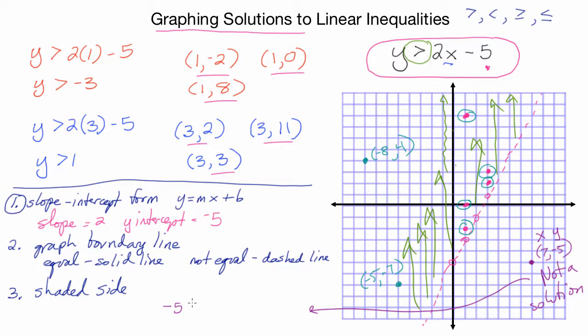So is -5, that's my y value, greater than 2 times the x value, which was 7, minus 5? Well, 2 times 7 is going to be 14. And 14 minus 5 is 9. So is -5 greater than 9? No, that's not a true statement. So since that's not a true statement, that point is not a solution. It does not make the inequality true.